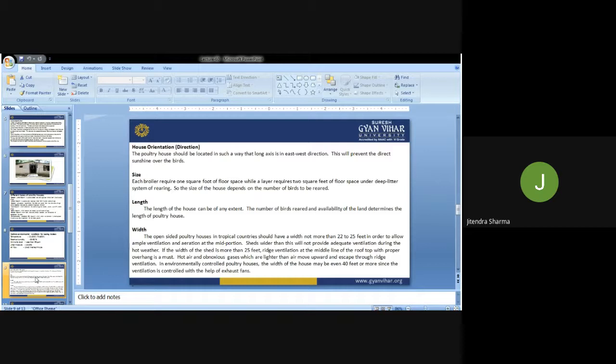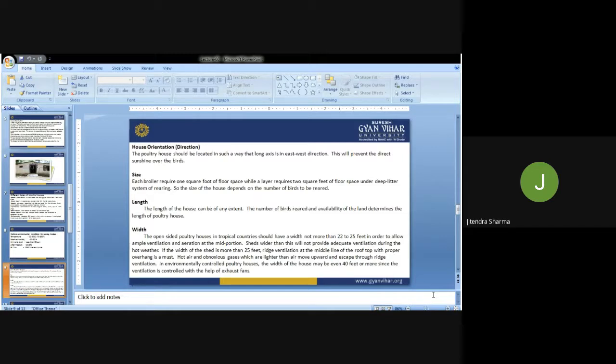Then the length of the house can be extended to any extent, depending on the availability of land you have. The number of birds reared and the availability of land determine the length of the poultry house. Now the width. Open-sided poultry houses in tropical countries should have a width of about 22 to 25 feet. This is the general rule, 22 to 25 or 30 feet maximum, in order to allow ample ventilation and aeration at the mid portion.